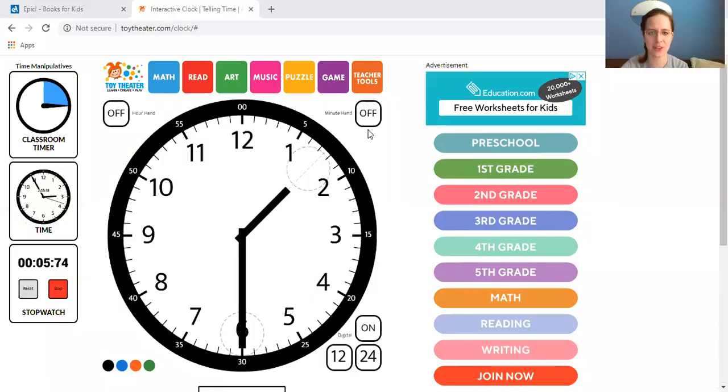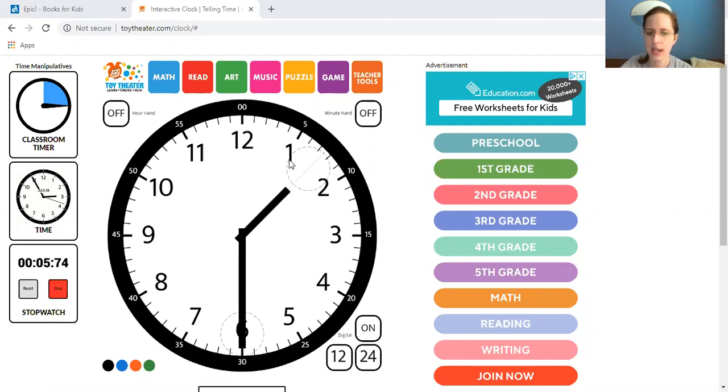So I'm going to share my screen with you guys. Here it comes. All right, sharing my screen. And there we go. Okay, you should be able to see now. So we have a clock right here on our screen.